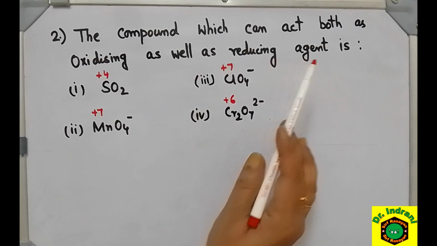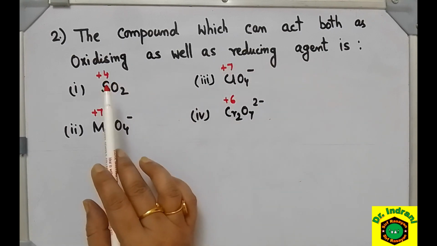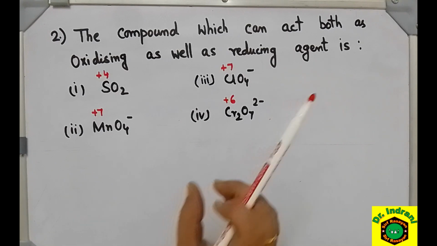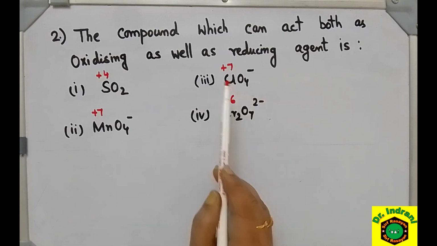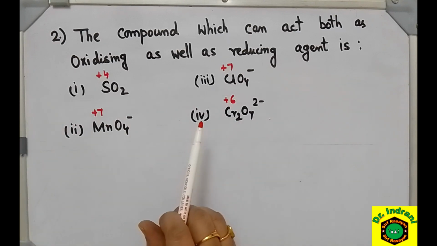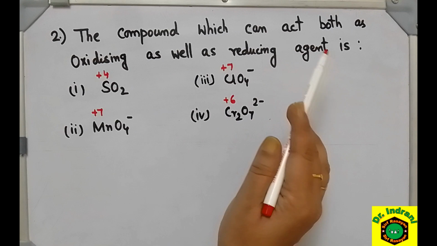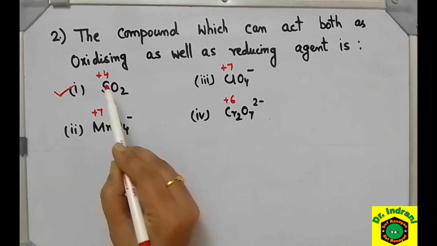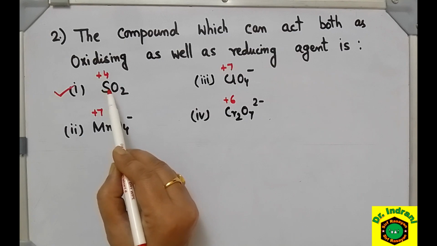Now see, for acting both as oxidizing and reducing agent, element should be in intermediate oxidation state. So here chromium, chlorine, manganese all are in highest oxidation state. So for acting both as oxidizing and reducing agent, this is your answer. It is in intermediate state of oxidation.